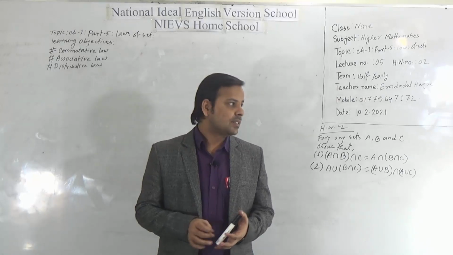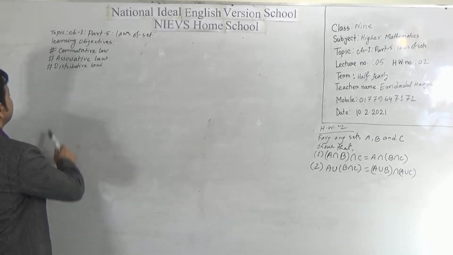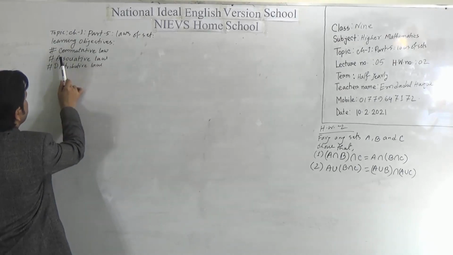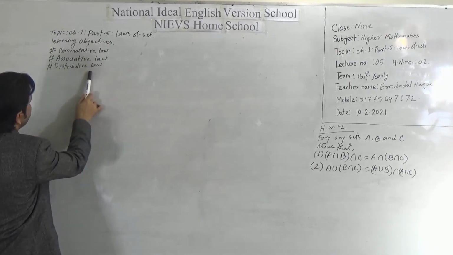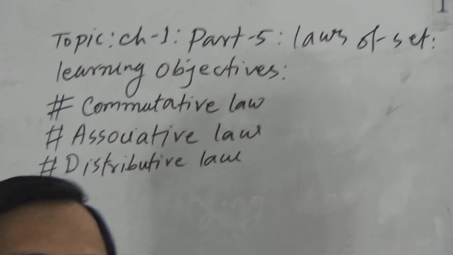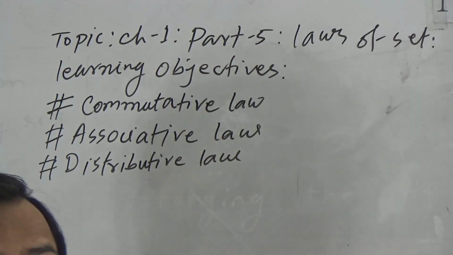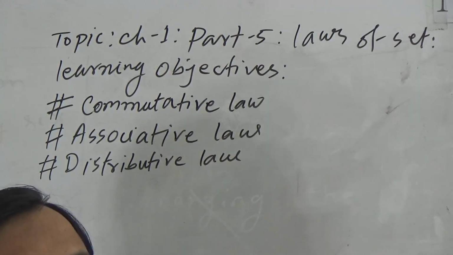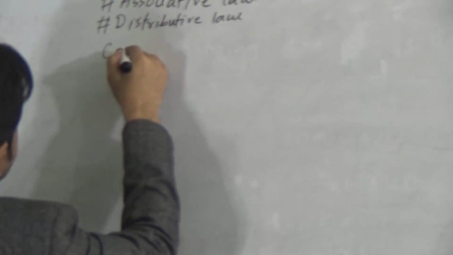Okay dear students, let us see our today's learning objectives. Commutative law, associative law, distributive law. It means that in today's class we will learn these three laws. Okay dear students, so at first we have to know what is commutative law for sets. For any set A, B, C. At first we are learning commutative law.